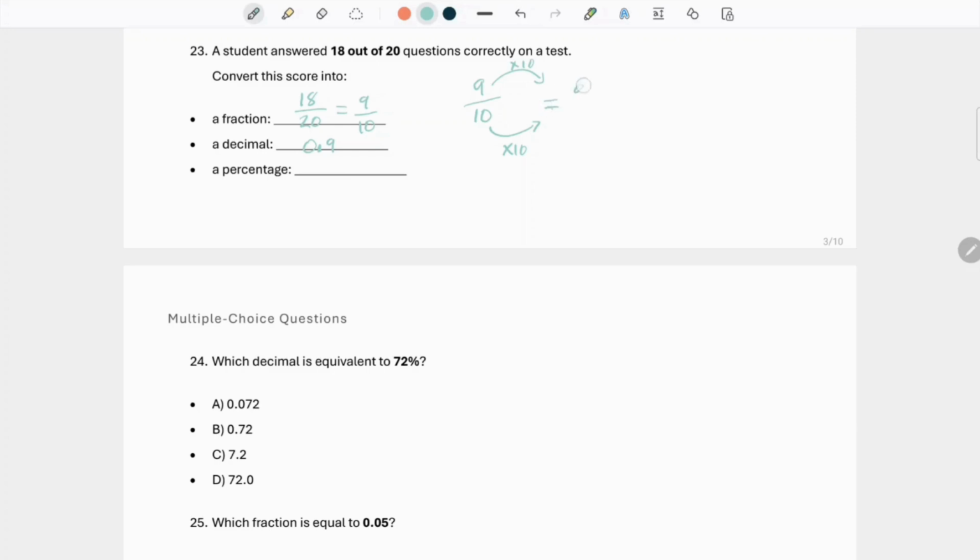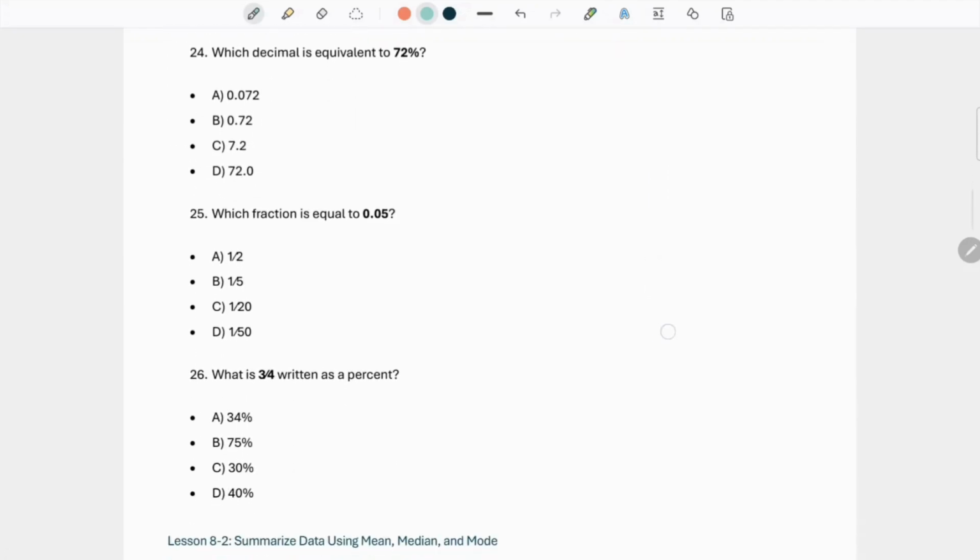So we end up with 90 over 100. Now it's easy for us to write our percentage, which is 90%. Let's move on to question 24.